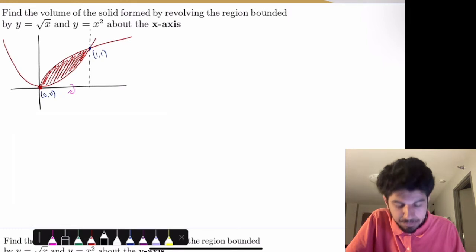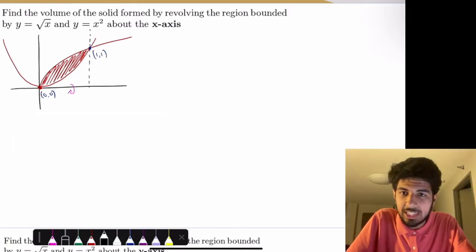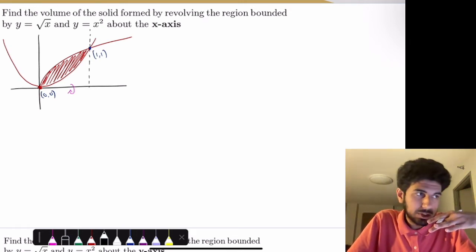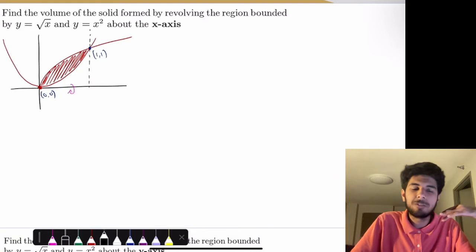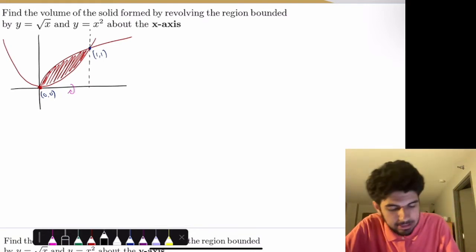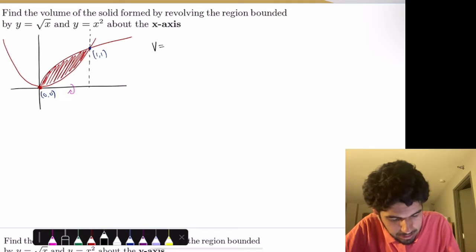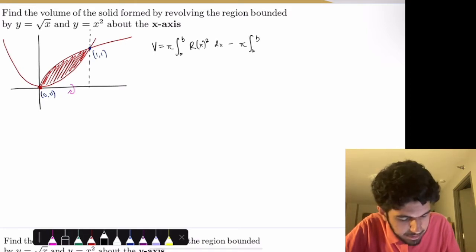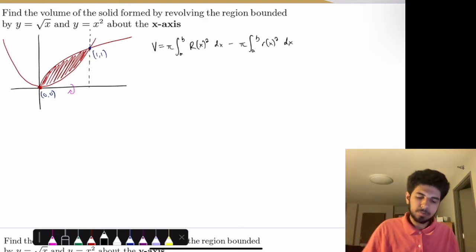So the function's not touching the axis of rotation, so we're going to have to use the washer method, and it's a horizontal axis of rotation, so the radius functions should be in terms of x. So our formula is V equals pi times the integral from a to b of capital R of x squared dx minus pi times the integral from a to b of little r of x squared dx.